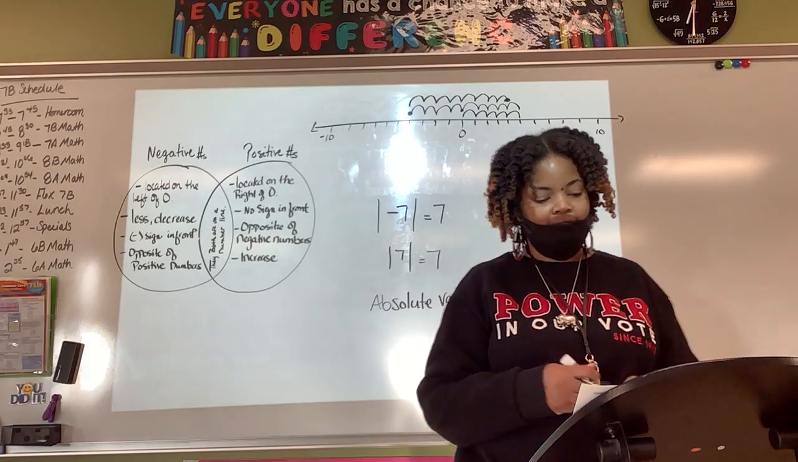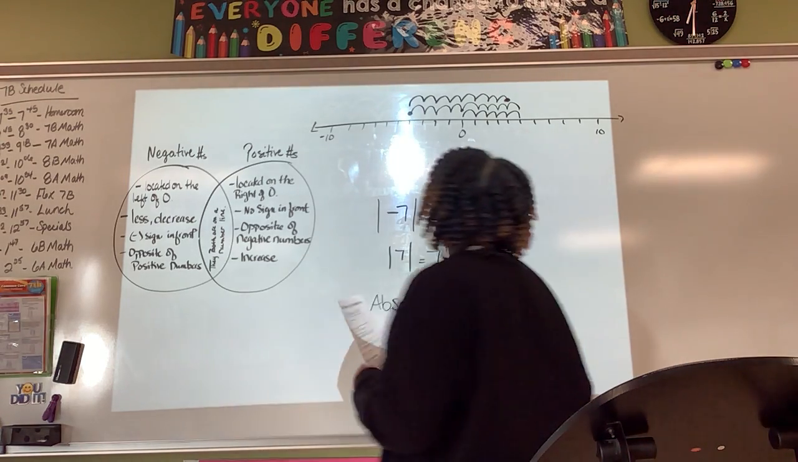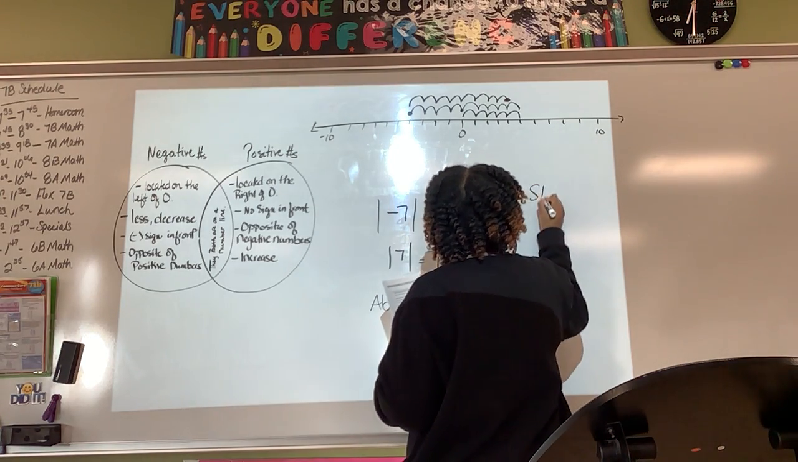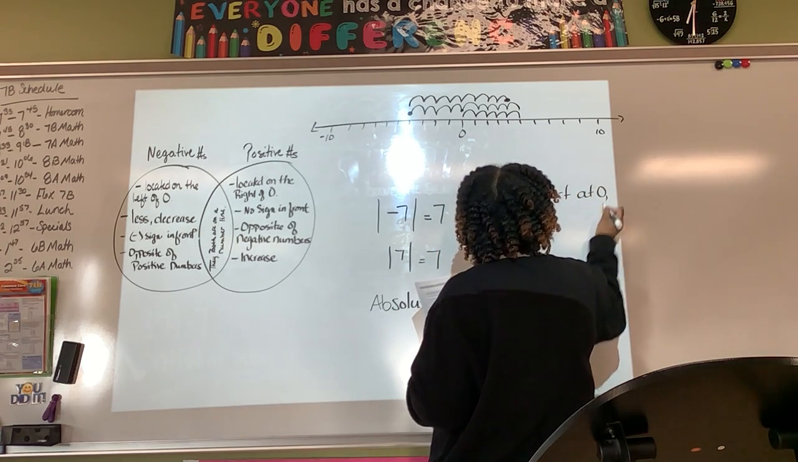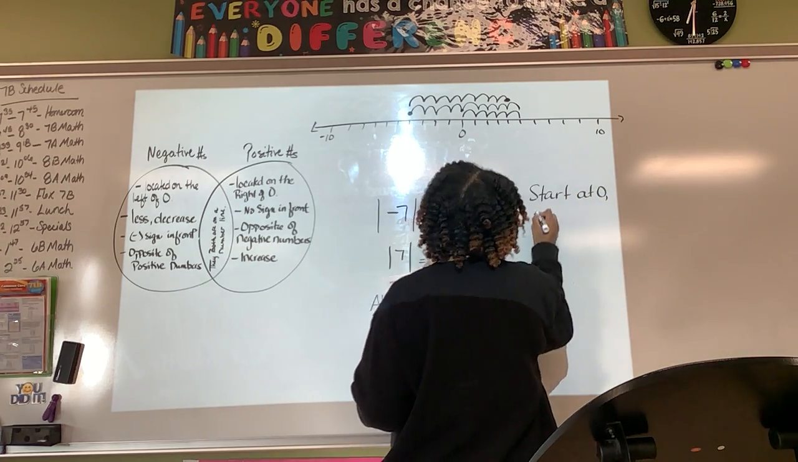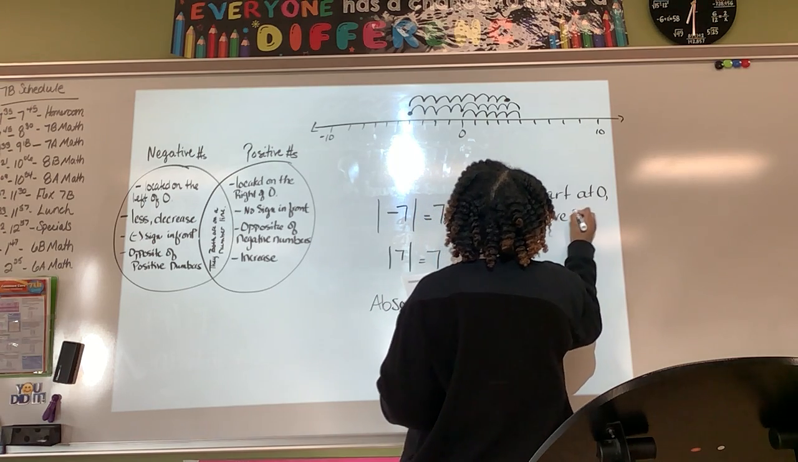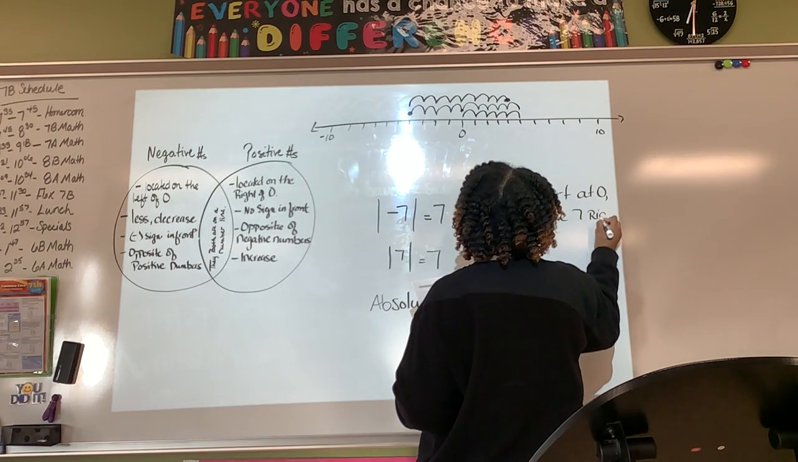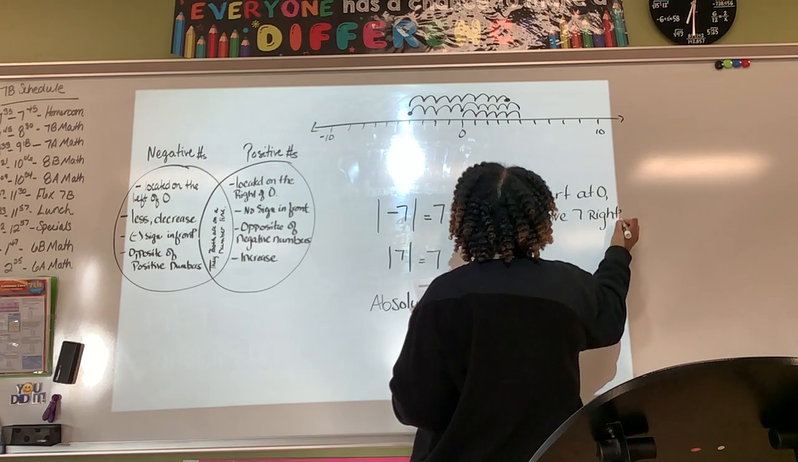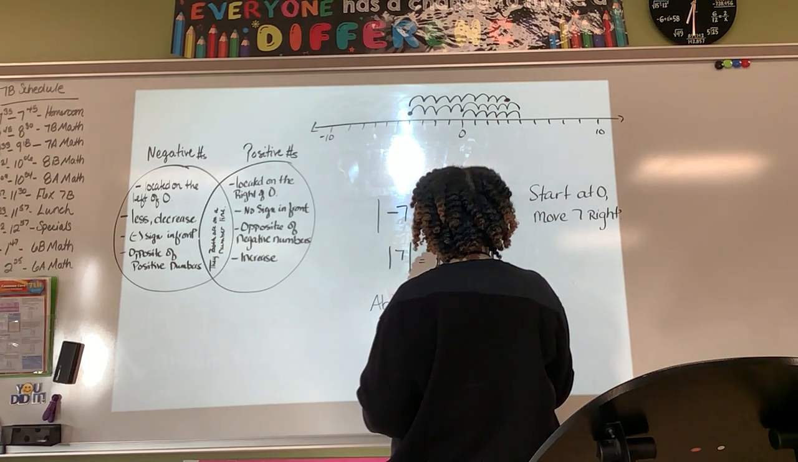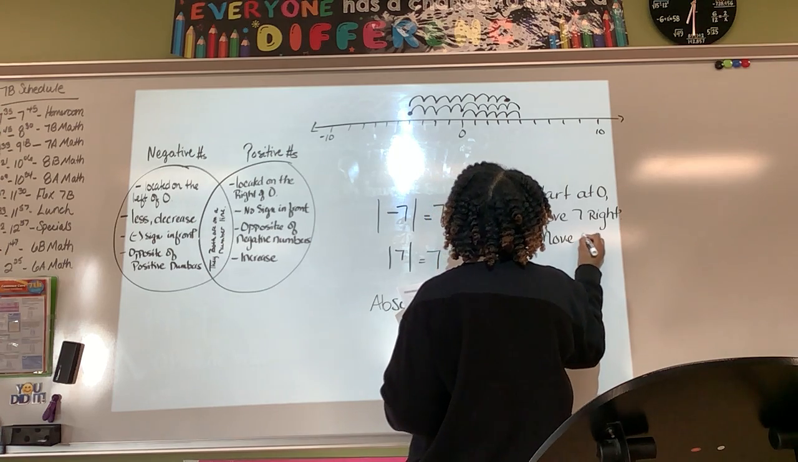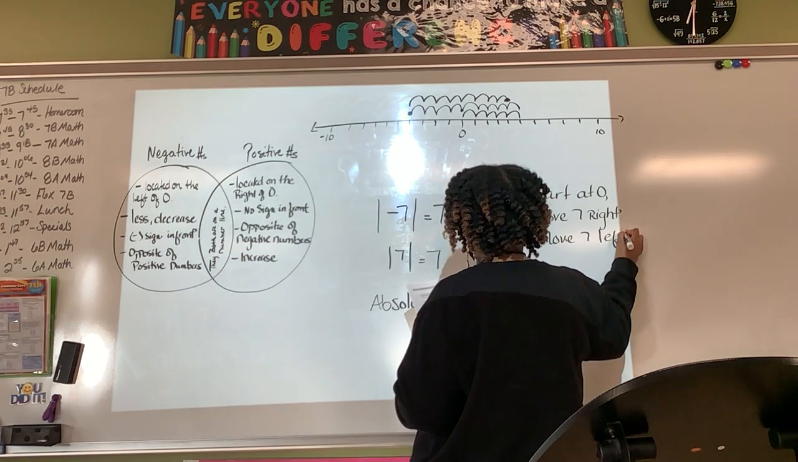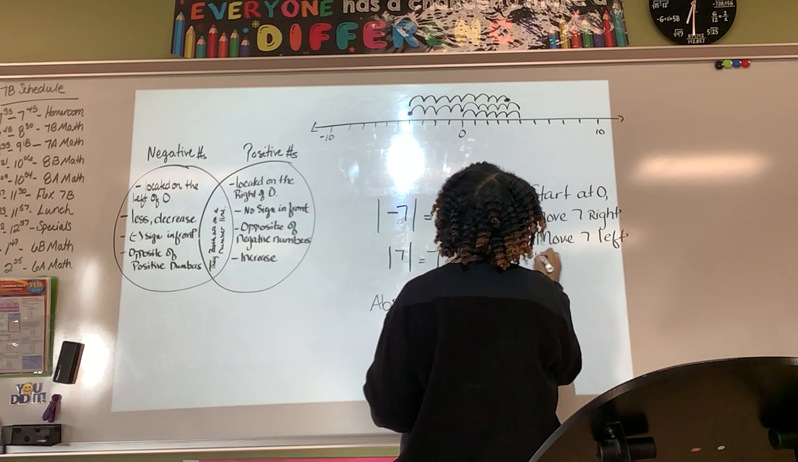So again, start at 0. Because -7 is left, so +7 is right. You start at 0 first. You move 7 right. Then you move 7 left. Back at 0.